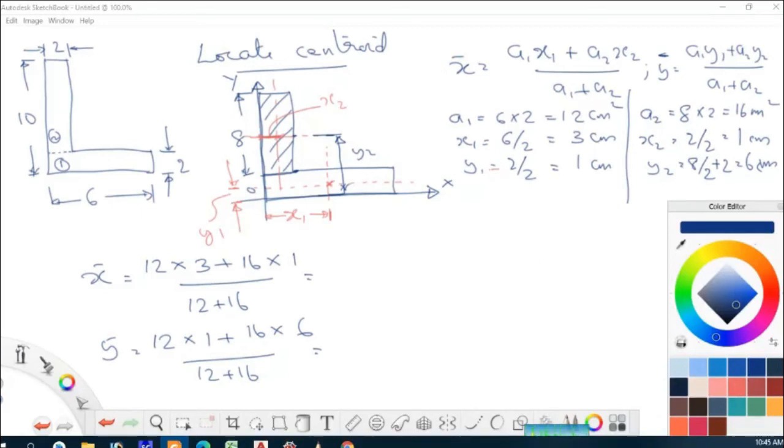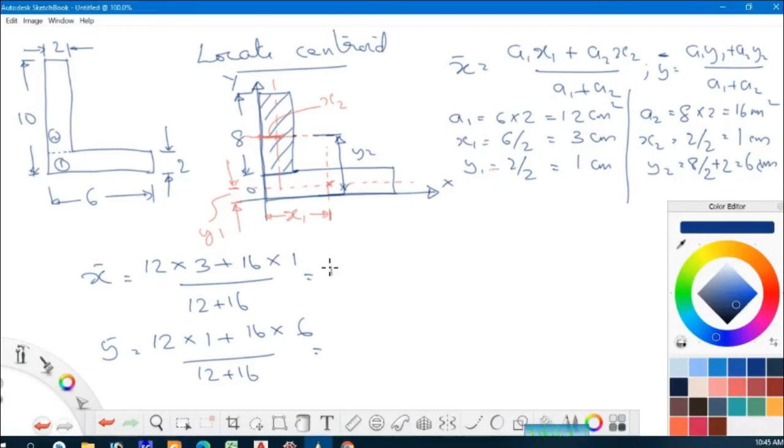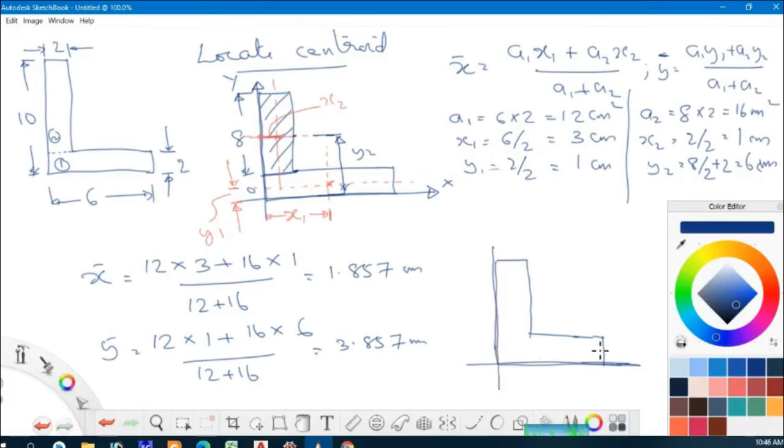And when you calculate this, you will get x bar equal to 1.857 centimeters and y bar equal to 3.857 centimeters. So when you draw the centroid, this is the reference axis, x and y.